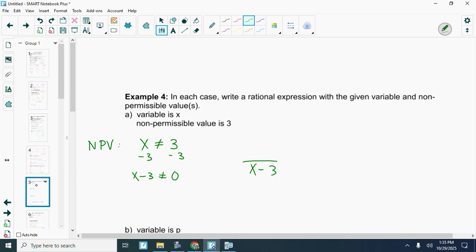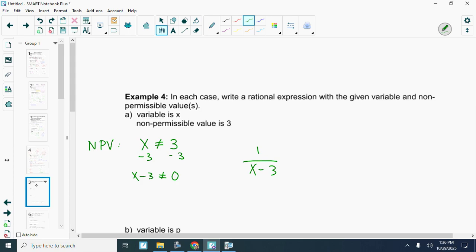What can we put on the top? You put a 1 on the top. You can put anything you want on the top. It does not matter what you put on the top. The key to this one is starting with your non-permissible value, that has to be on the bottom. That's the only thing that really matters. What you put on the top is up to you. You could put x squared plus 3x. You could put negative 17. You could put whatever you like on the top.